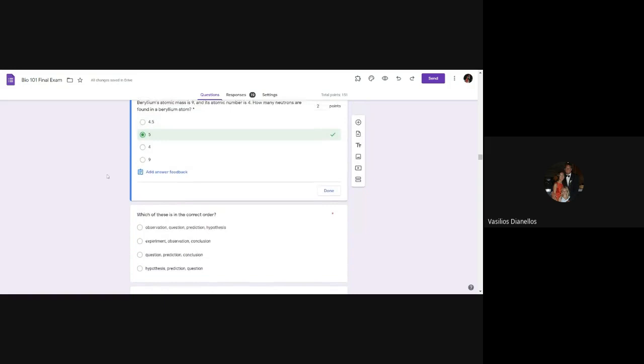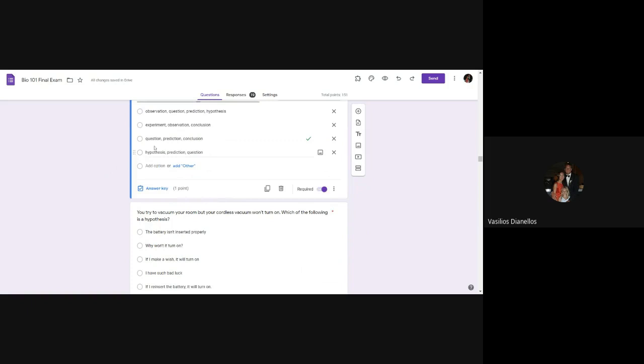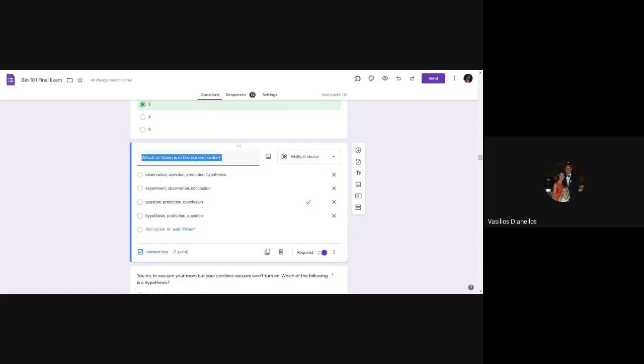Which of these is in the correct order? I discussed this in the exam review. I understand that's a little bit tricky because usually when you look at the scientific method, you see the whole thing spelled out, like all the different steps. Here, there's only a few of them, but you had to pick them in order. Observation, yep, that is the first step, which leads to a question, yep. And here's where it goes off the rails.